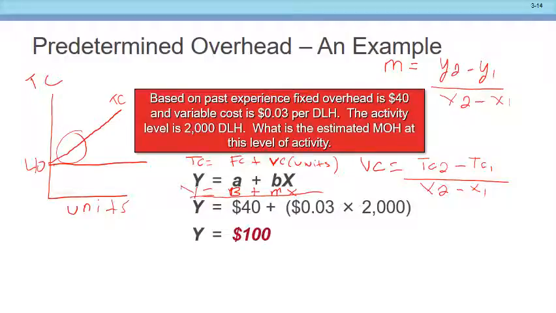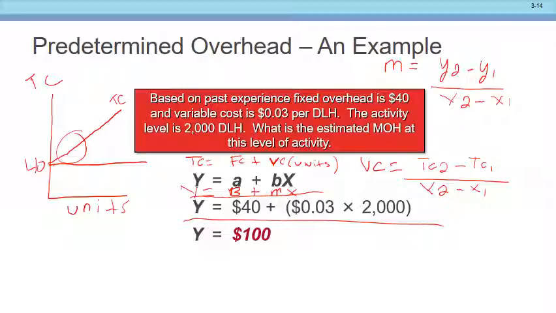And then once we get the equation for this line, we just simply plug in the number of units. And remember, we said at the beginning of the year, or before the year even starts, we're going to just estimate the number of units that we're going to produce. That'll allow us to predict what our total overhead costs are going to be, and then we can use that to apply our overhead throughout the period.